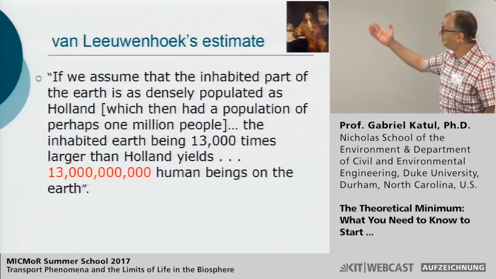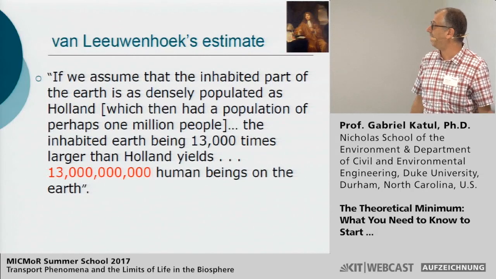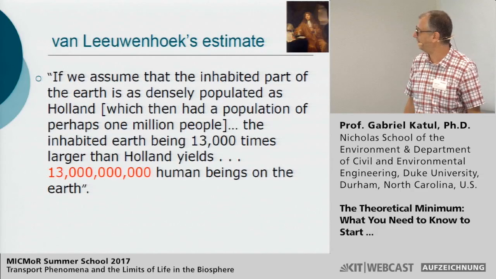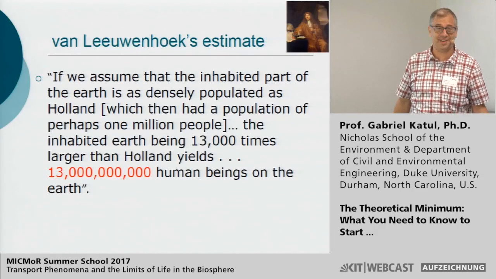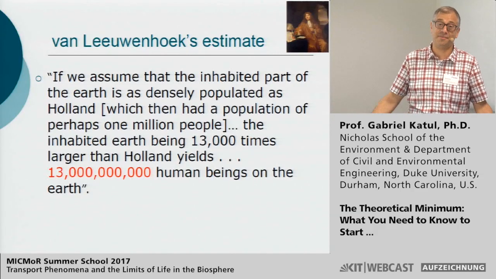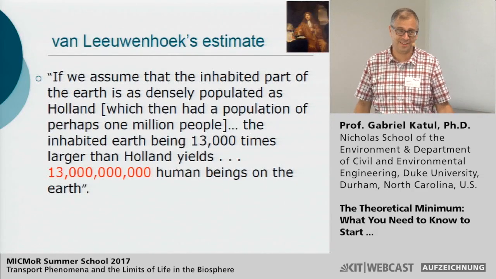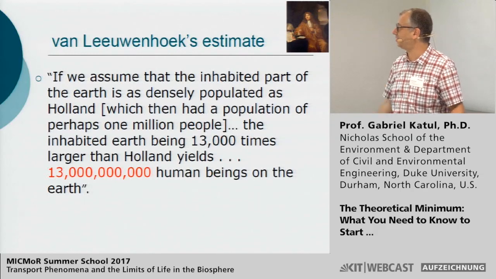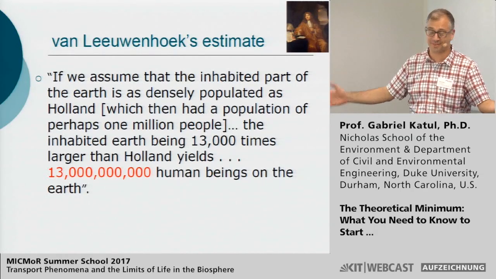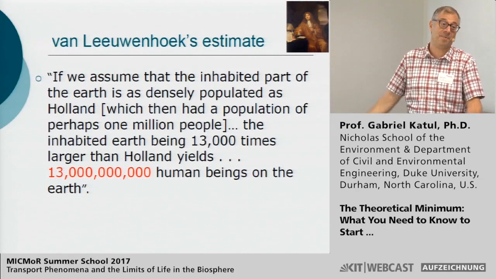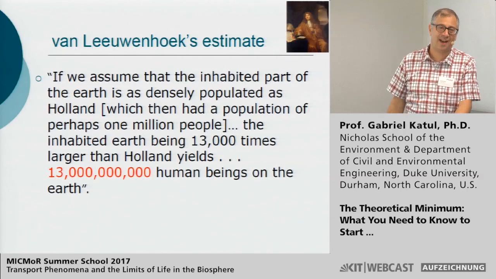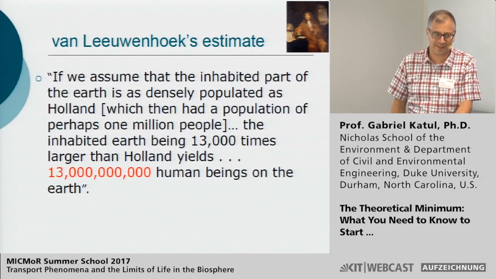He said that if we assume that the inhabited part of the Earth is as densely populated as the Netherlands, Holland at the time, which had about 1 million people. And of course, if we're managing the land on the planet as efficiently as the Dutch, okay, and since the Netherlands was 13,000 times smaller than the inhabitable land mass, he estimated that the planet can handle 13 billion people. As simple as that. Okay?